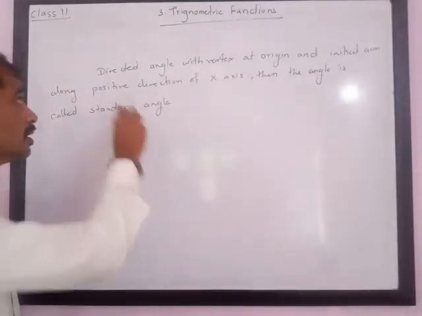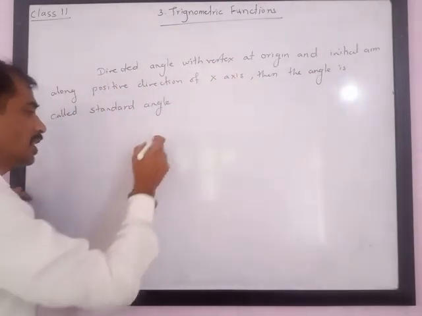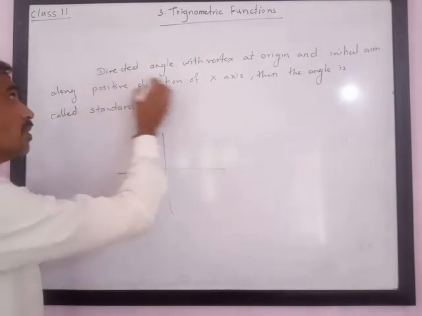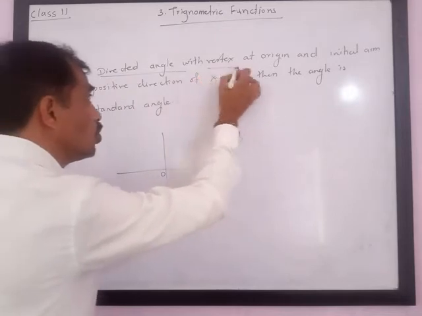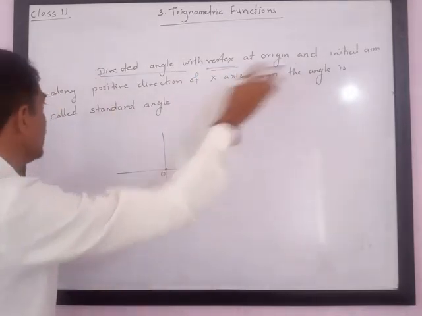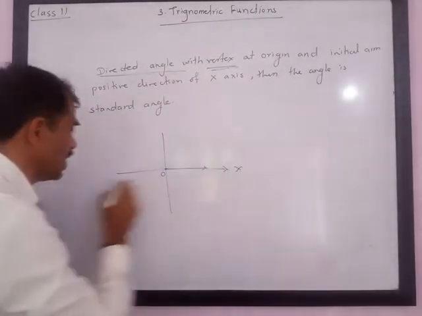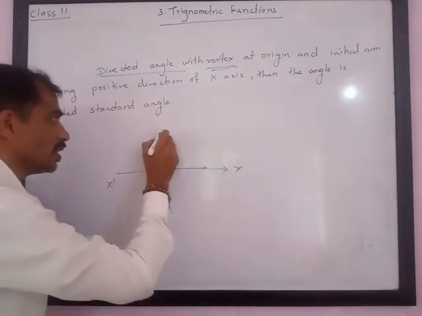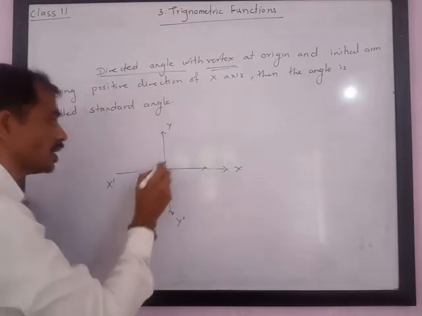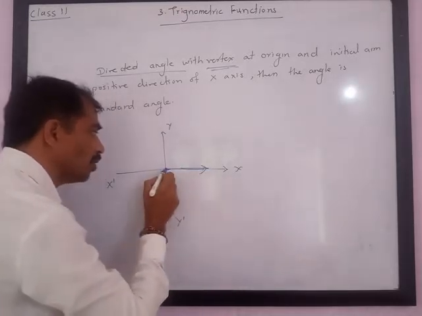Now see, directed angle with a vertex at the origin. We have already studied the coordinate system. This is the origin. If the directed angle's vertex is at the origin, this is the initial arm, and the initial arm is along the positive direction of the x-axis. This is the positive direction of the x-axis, this is the negative direction of the x-axis, this is the positive direction of the y-axis, this is the negative direction of the y-axis.